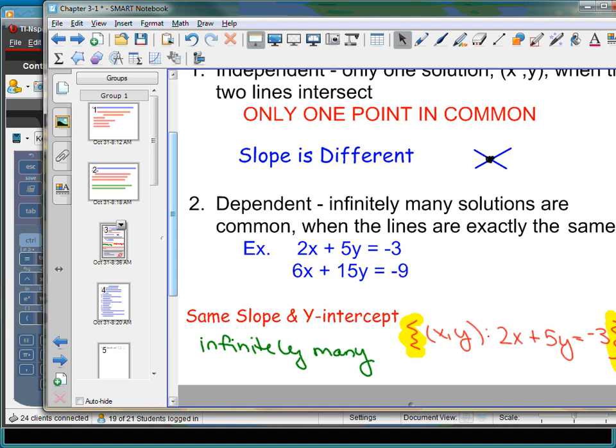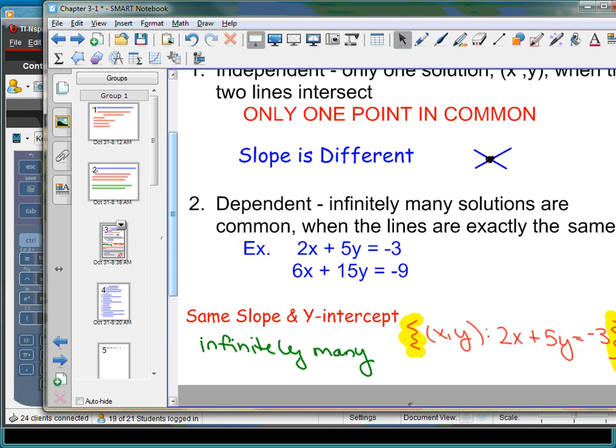Yes? So what this means is, if we have exactly the same line, that means each line has exactly the same slope with exactly the same y-intercept. And that means every single point on the line is a point of intersection. Why? Because they are exactly the same. Right? Do you see those points? They're exactly the same points. Therefore, they are intersections. Do we agree?